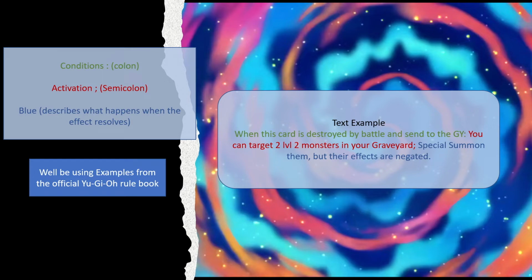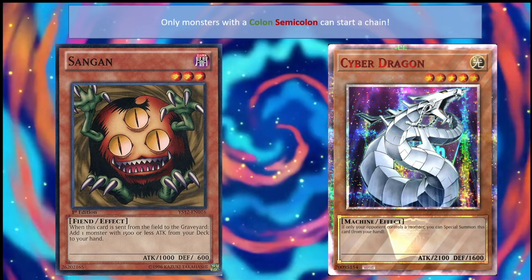So the first thing we have to understand is the difference between a monster with a colon and semicolon and a monster without. So Sangan, we can see here, for example, says: when this card is sent from the field to the graveyard, colon, add one monster with 1500 or less attack from the deck to the hand. What a colon and a semicolon essentially mean is it opens up the link for your opponent to chain.